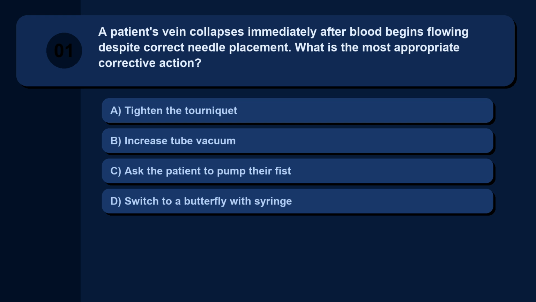Question 1. A patient's vein collapses immediately after blood begins flowing despite correct needle placement. What is the most appropriate corrective action? Tighten the tourniquet. Increase tube vacuum. Ask the patient to pump their fist. Switch to a butterfly with syringe.